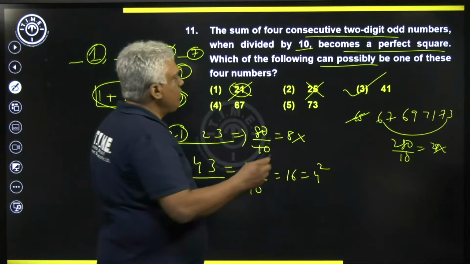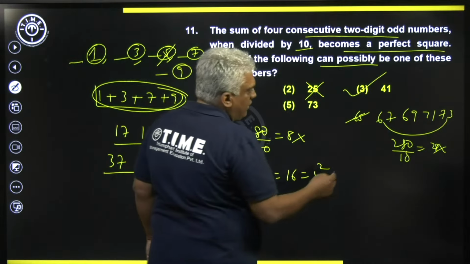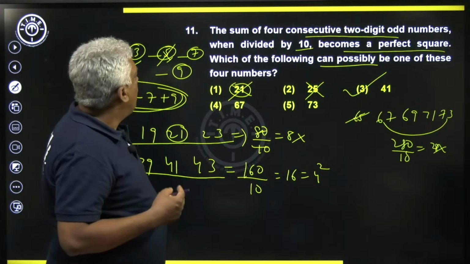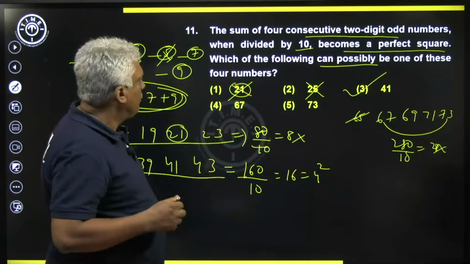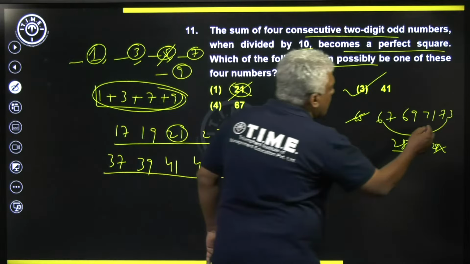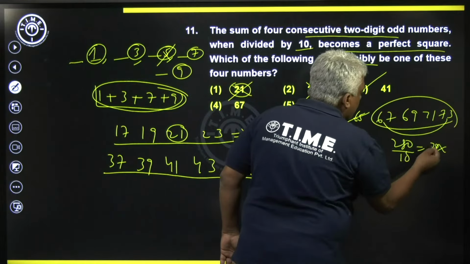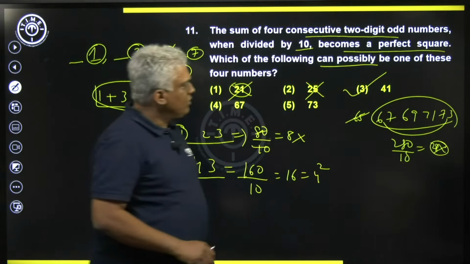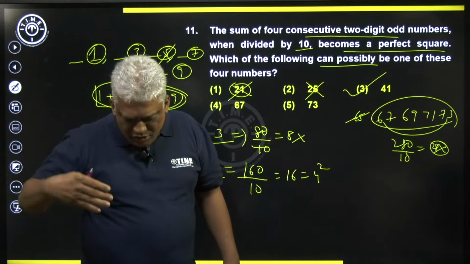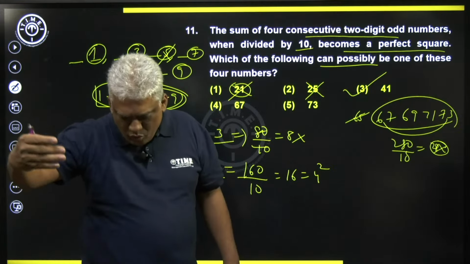If you say 73, one of these four numbers, 73 is not possible. If 73 is there, then this is the total, right? 280 by 10 is not divisible by 10. So 73 can't be, right? Are you getting it? Again, you can't go forward, 73, 75. You have to go backward, right?